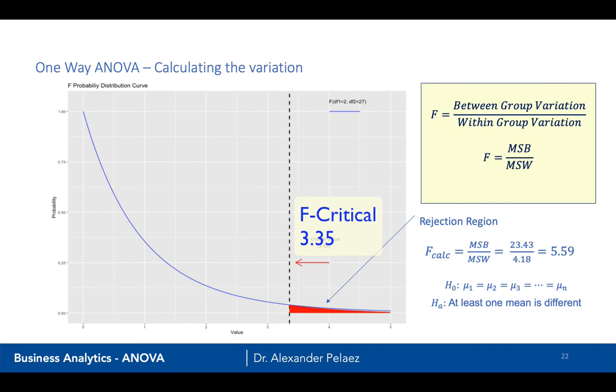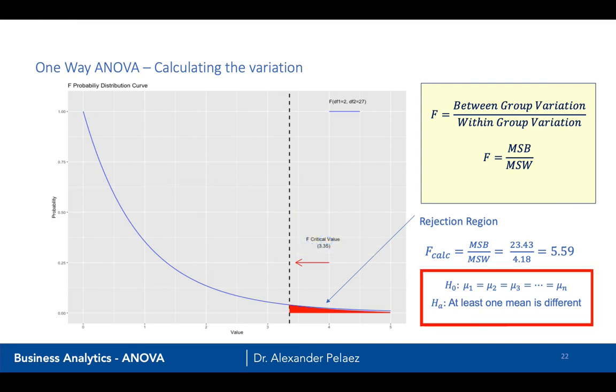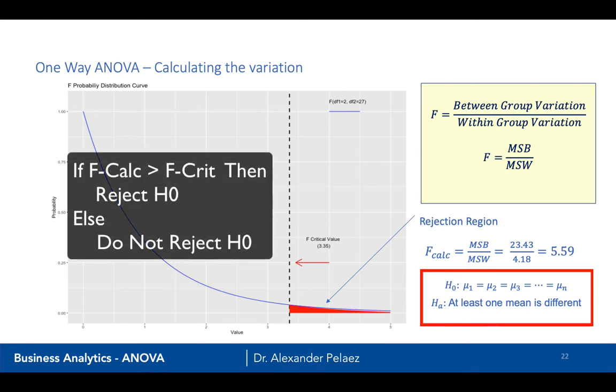Now, remember our hypothesis test. The null hypothesis is that all of the means are equal. The alternative hypothesis is that at least one mean is different. Then, using the rules, if the F calculated is greater than or equal to F critical, we will reject the null hypothesis and state that there is evidence that at least one mean is different.